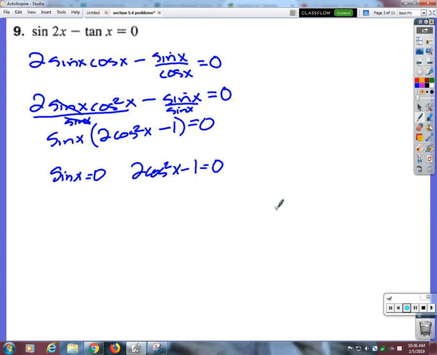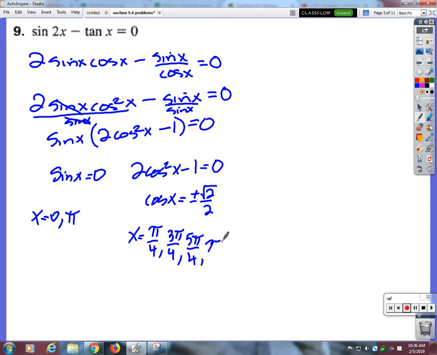Right, so this happens with, what, 0 and pi? And then this one I have to add 1, divide by 2, and square root it. So that means I'm looking for where the cosine is equal to plus or minus the square root of 2 over 2. And where does that happen? Many places, yeah, all of the 45-degree angles. Pi over 4, 3 pi over 4, 5 pi over 4. Okay?